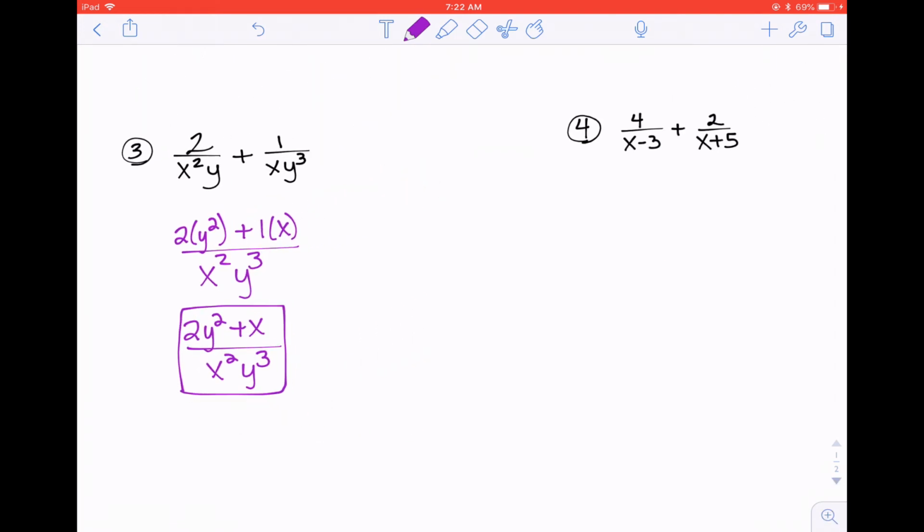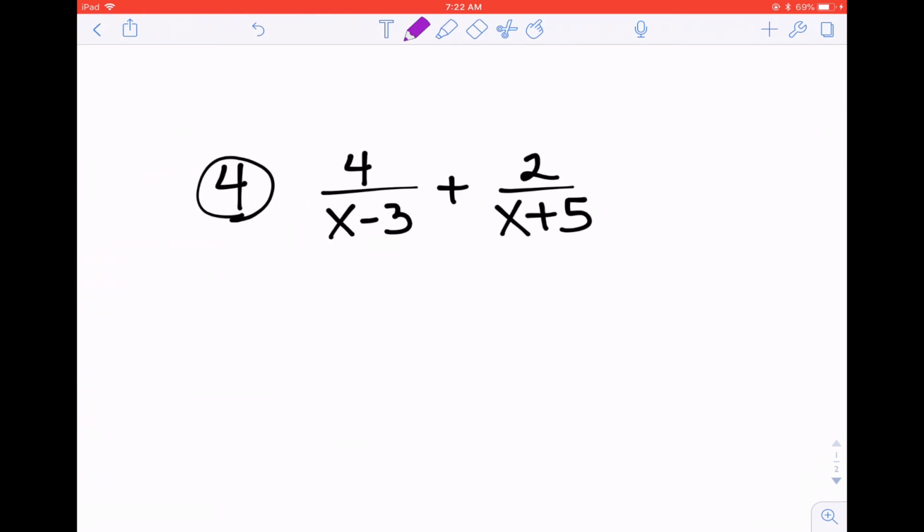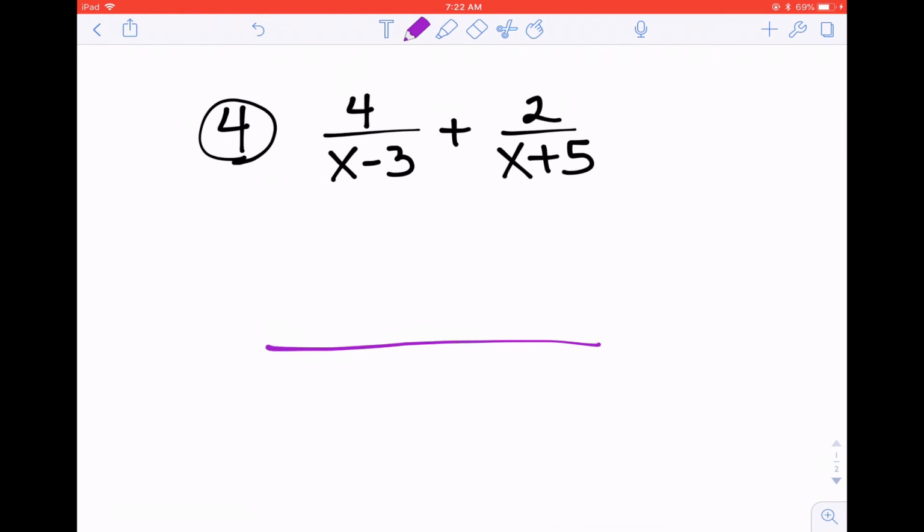Okay, last one here, number 4. You'll see that with number 4, we end up with binomials in the denominators instead of monomials. And so the least common denominator of x minus 3 and x plus 5 is just going to be the product of those two binomials. So I'm going to make a fraction where I have x minus 3 and x plus 5 multiplied together.